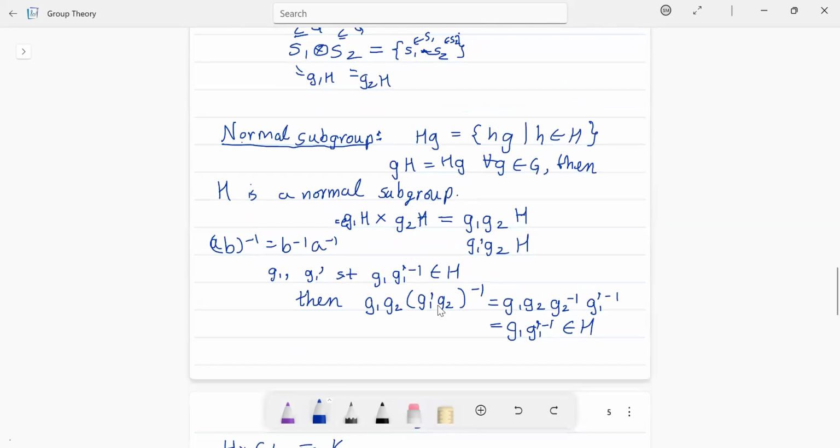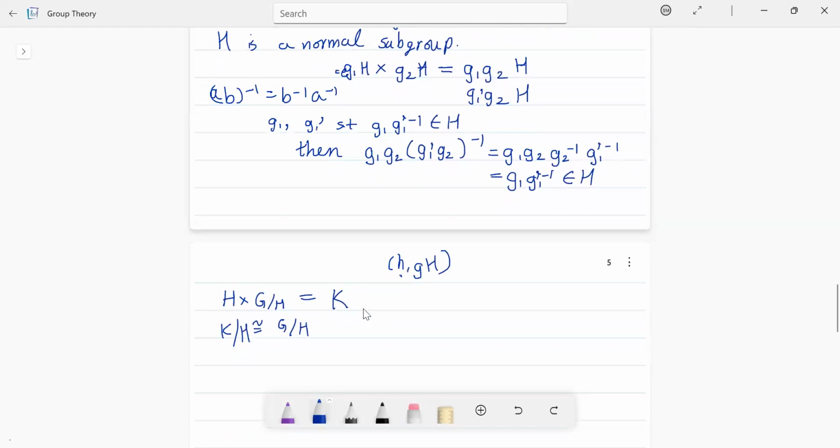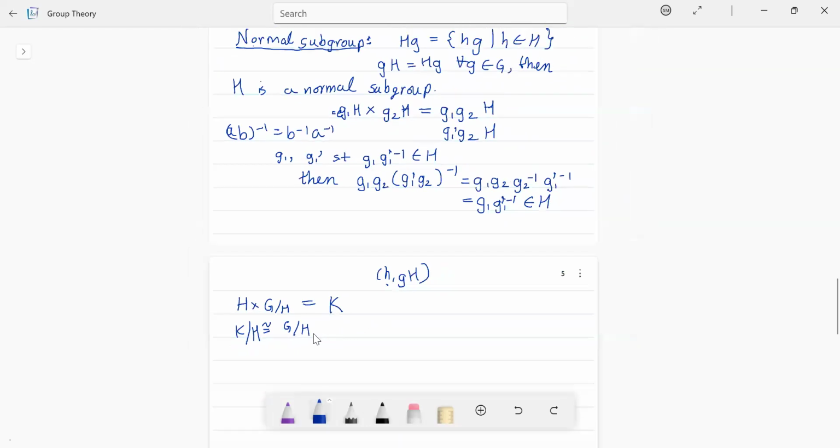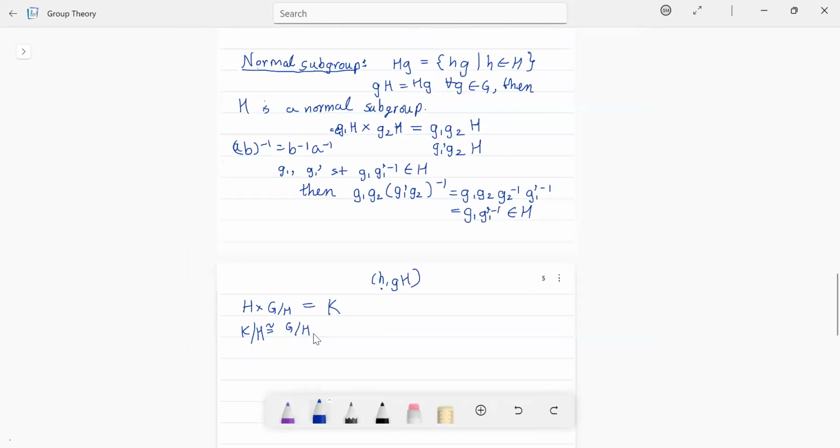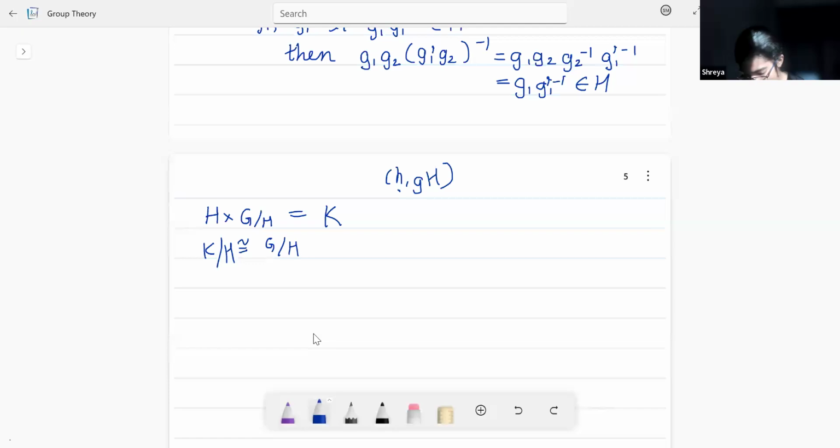So what else do you need other than H and G by H to recover G? What are we losing when we divide by a normal subgroup? That's a great question. I don't know. I'm not sure.